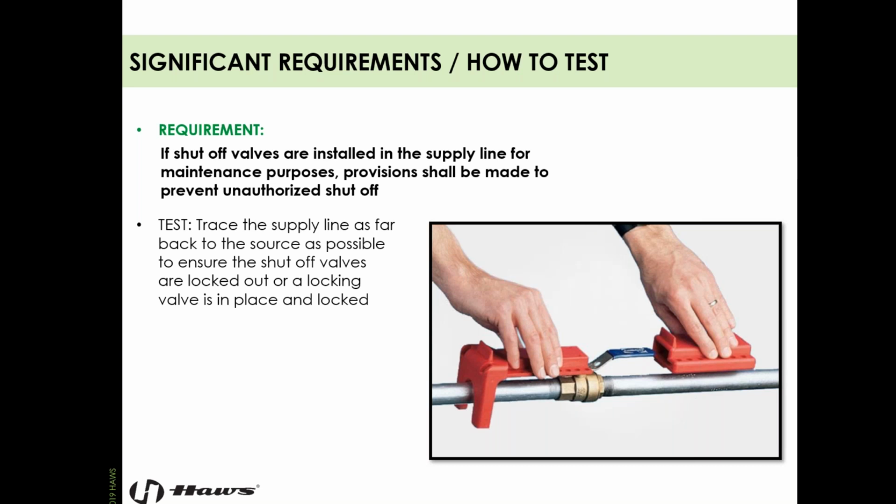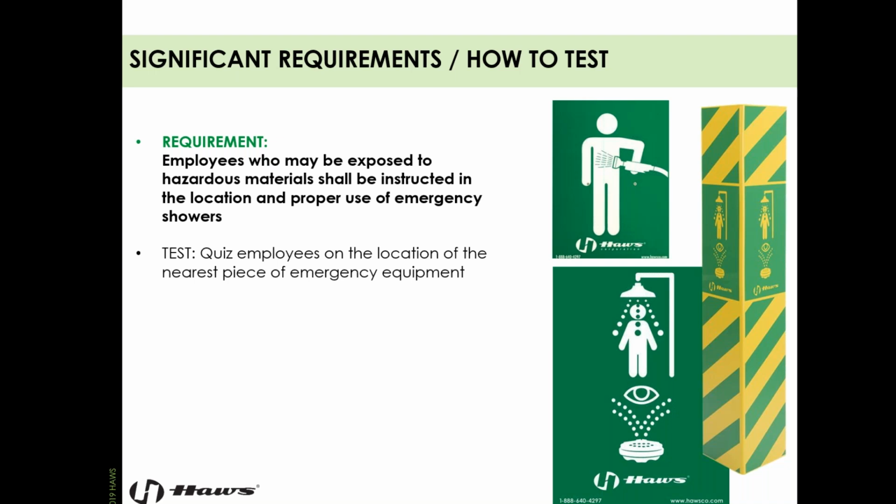So trace the supply lines back as far as you can and ensure that if they're reachable easily, especially to employees, you're getting them locked open. Now, employees who may be exposed to hazardous materials need to be instructed in the location and the proper use of that emergency equipment, okay? Which should be a no-brainer for most people. If you're doing something dangerous and the likelihood that you're going to require an eyewash, safety shower, so on, it's best that you know where the equipment is, you know exactly how it works, to limit the amount of time from exposure to first aid.